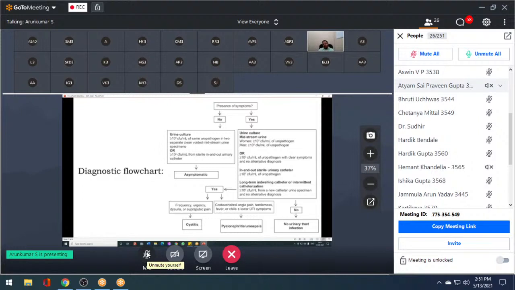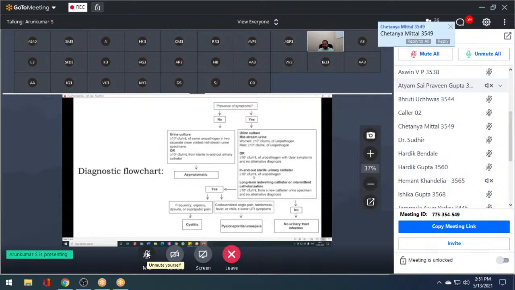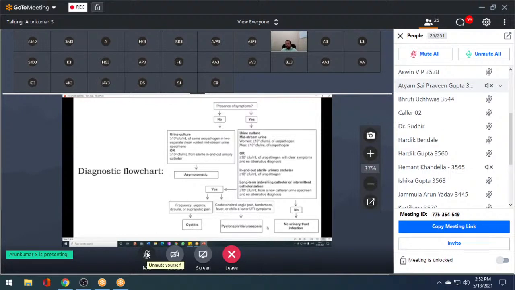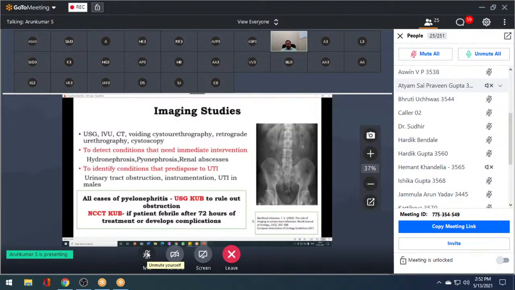So what do we do in general? If there are no symptoms and the culture is positive, it becomes an asymptomatic bacteriuria. If there are symptoms, we either collect a midstream urine or we can do an in and out catheterization. That is, we place a catheter and collect the sample of urine, or in a long-term catheter, we just see whether the pathogens are there. If the patient has symptoms like dysuria and other things, it becomes a symptomatic UTI. If he has problems in voiding, frequency, urgency, or suprapubic pain, then it is uncomplicated cystitis. If they have more systemic features, it becomes a pyelonephritis, as we have discussed already.